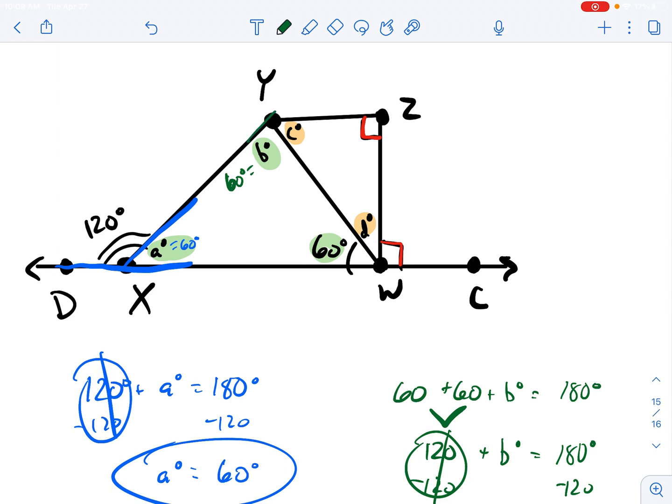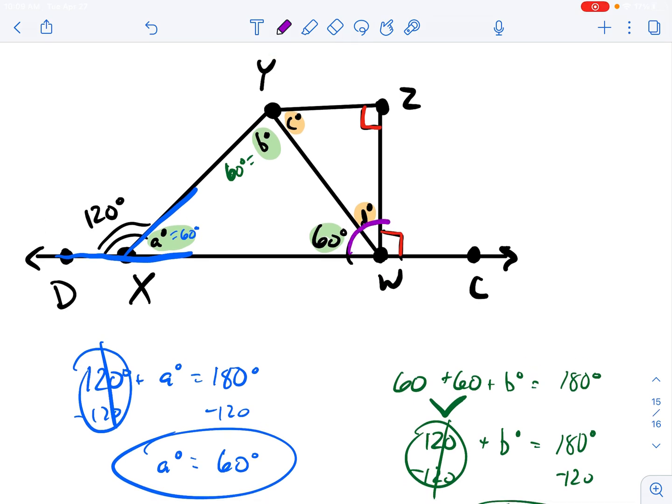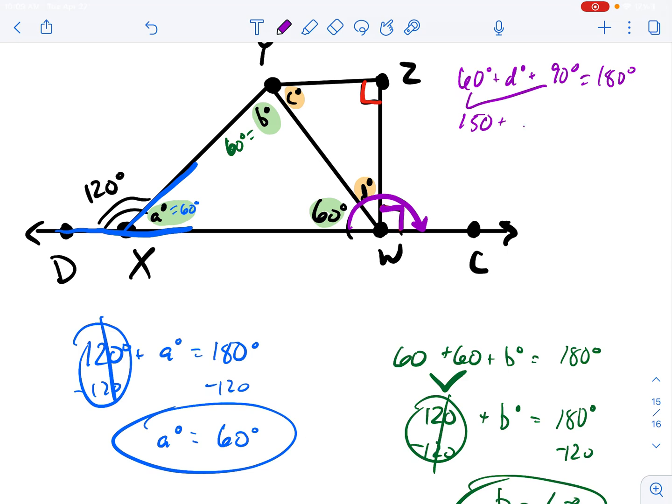Now C, we can't quite figure out because these are not supplementary, right? This doesn't make a straight line here. So we need to figure out D first, and this is where it's gonna get, I think, kind of cool. So to figure out D, we know that going from here all the way to here is 180 degrees. These are 3 supplementary angles. So 60 degrees plus D degrees plus 90 degrees, right? This right angle right in here is going to equal 180 because they all make a straight line. So you combine the like terms, you get 150 plus D equals 180. So you subtract 150 from both sides of the equal sign. You get D equals 30 degrees.